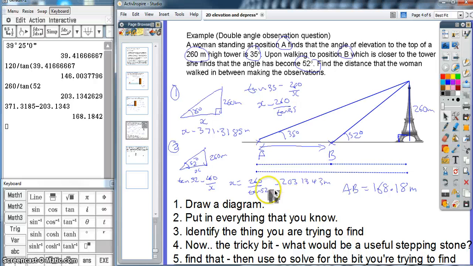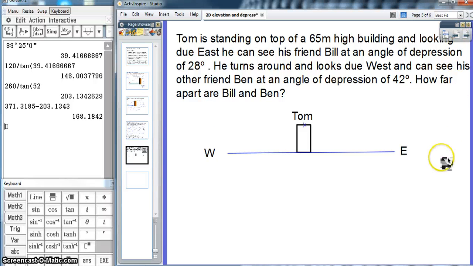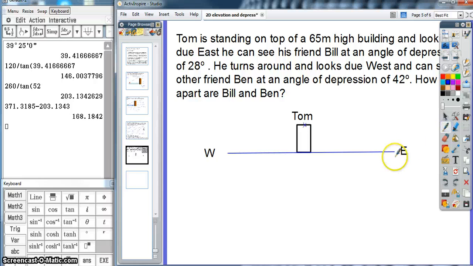Okay, now your turn to have a go. Here we've got Tom standing on top of a 65 metre high building and looking due east. He can see his friend Bill over here somewhere. Then he turns around, looks due west and sees another friend Ben, over here somewhere. We're given the angles of depression. How far apart are Bill and Ben? So pause the video, give yourself a few minutes to try and work it out, and then check back in a minute and compare answers.